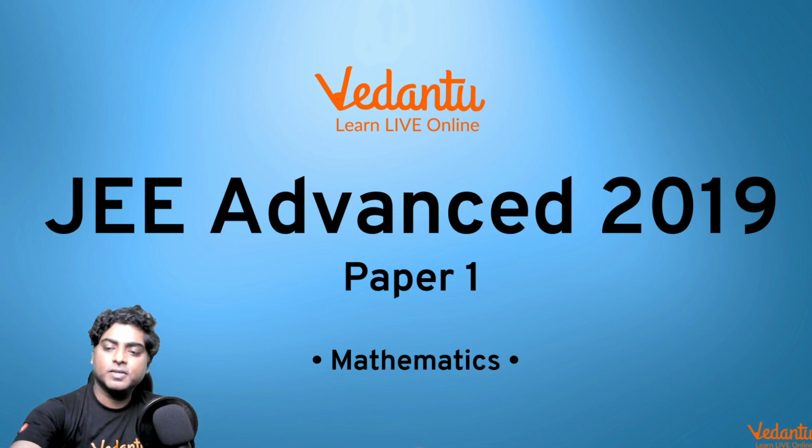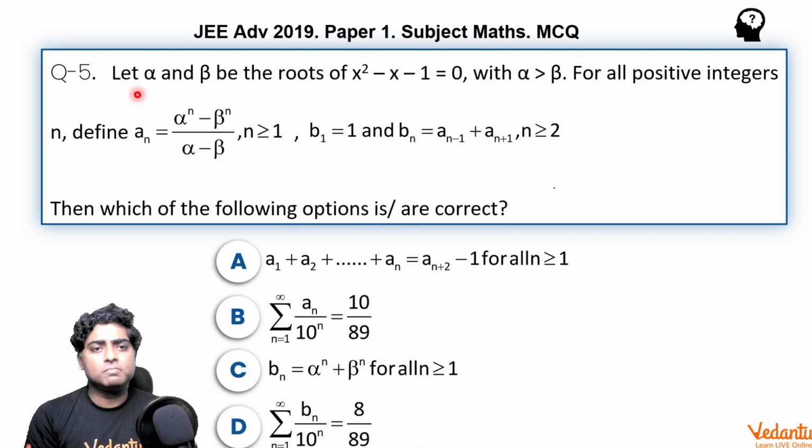Question for this video is, let's have a look. It is related to the topic quadratic equation, but it's a good problem. Let alpha and beta be the roots of x square minus x minus 1 equal to 0 with alpha more than beta. Alpha is the bigger root. For all positive integers n, define an as alpha raised power n minus beta raised power n upon alpha minus beta, n greater than or equal to 1. The bn's are defined as b1 is equal to 1 and bn is an minus 1 plus an plus 1 for all n greater than or equal to 2. Then which of the following options are correct?